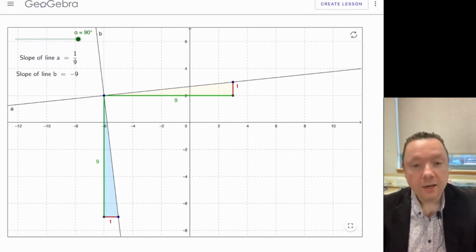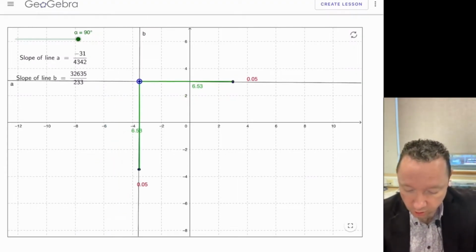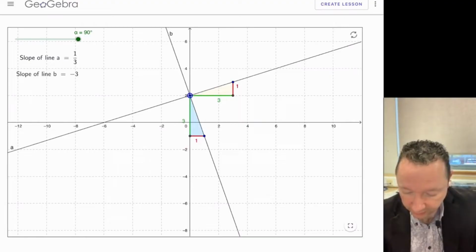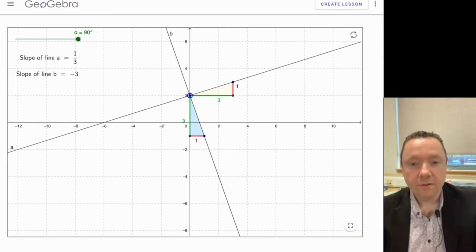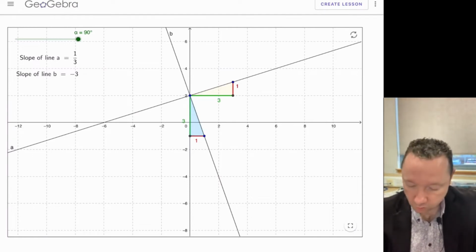Those two lines are at right angles to each other. It should be obvious that they are from looking at it, and it doesn't matter how much you rotate this line round. If I pick a different line, let's say here, the gradient of that line is 1/3, but the other line going sloping down the way is minus 3. Minus 3 times a third is minus 1.